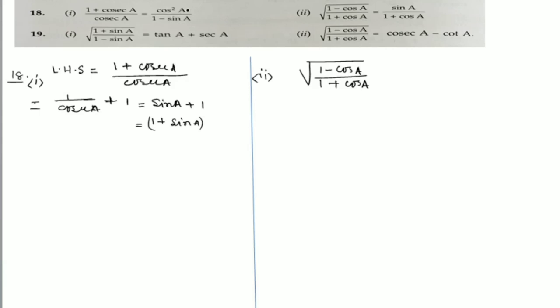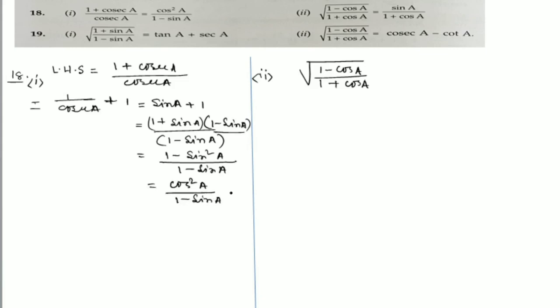Now you can see in the problem, in the right hand side it is cos square A divided by 1 minus sin A. So I think you can understand that you have to multiply numerator and denominator by 1 minus sin A, because in the right hand side denominator 1 minus sin A is present. So we will multiply the numerator and denominator by 1 minus sin A. Okay. So it will be a plus b into a minus b. So it will be 1 minus sin square A divided by 1 minus sin A. 1 minus sin square A means cos square A divided by 1 minus sin A. So it is right hand side, and obviously it is proved.